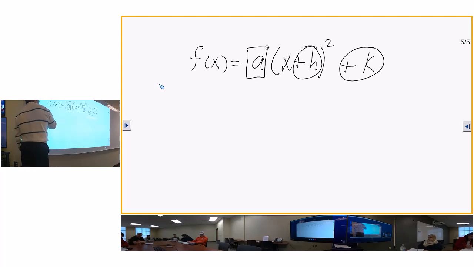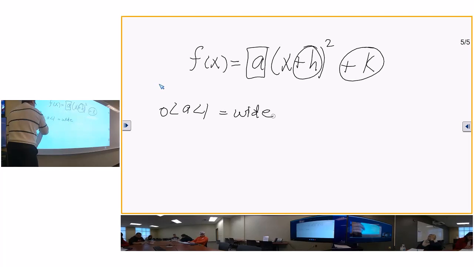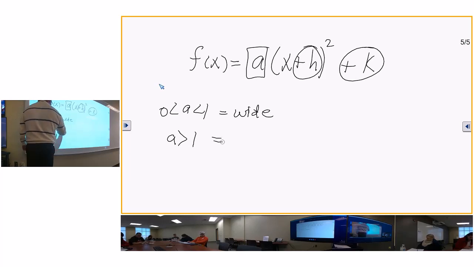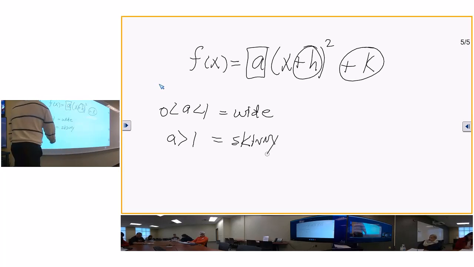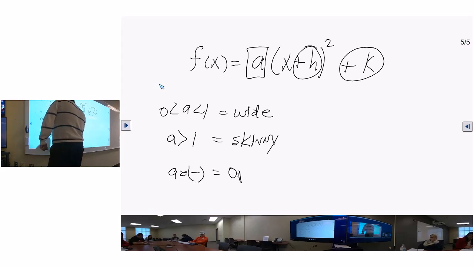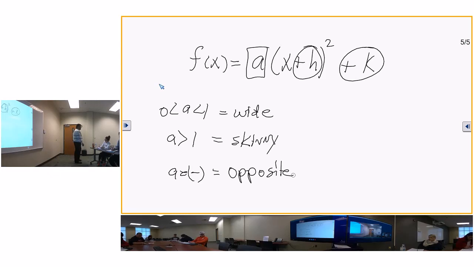Well, if a is between 0 and 1, that means it's going to be wide. But what if a is greater than 1? What's the opposite of wide? Skinny. Skinny, narrow, whatever the politically correct term you want to use. Okay? What if a is negative? That means it's going in the opposite direction of the parent graph. So if you don't know those parent graphs, you're going to be SOL. That's why those parent graphs are so important in 109.